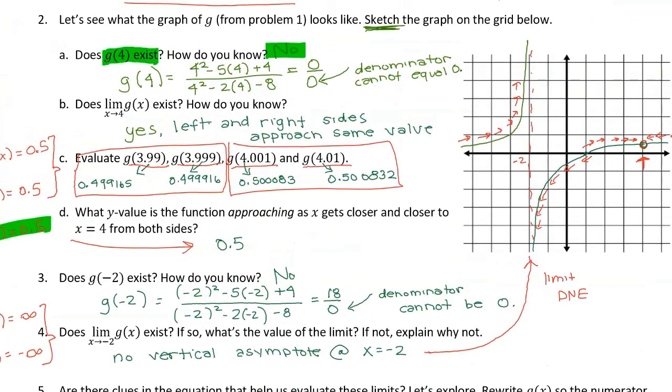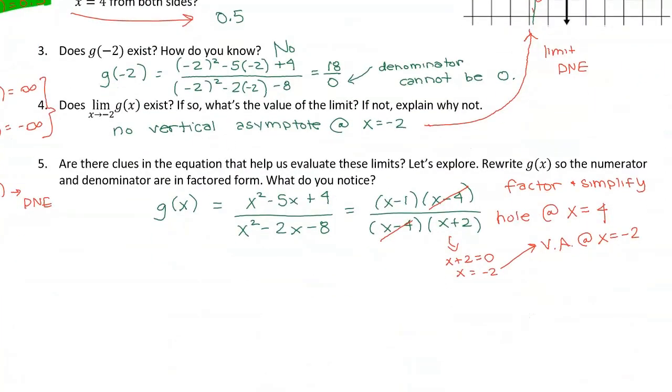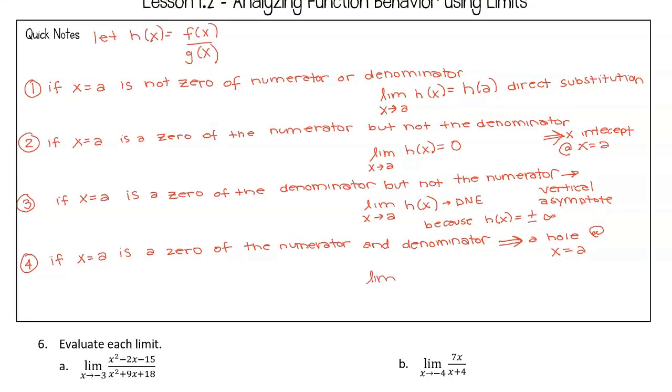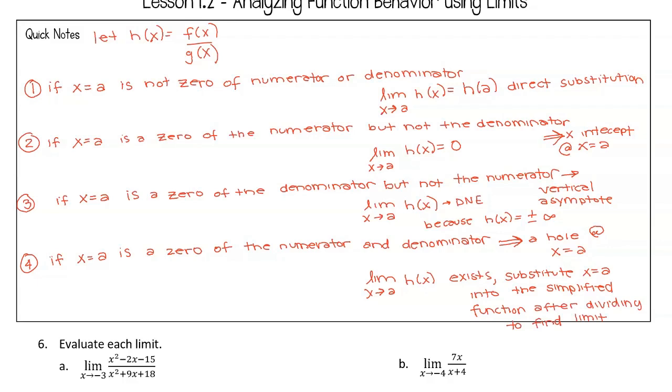This is what happened in problem 2, but we didn't see the reasoning for it until we got to problem 5, and we could see that our zeros of x minus 4 divide out. Then the limit as x approaches a of h of x exists. All right, and to find the limit, what we're going to do is we'll substitute x equals a into the simplified function after dividing to find the limit. This is really going to be the y-coordinate of the hole.